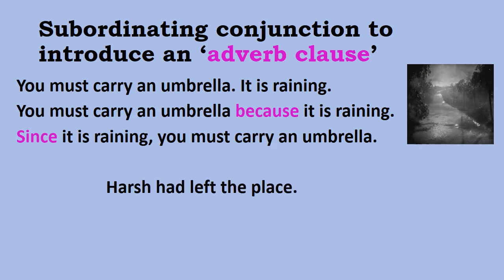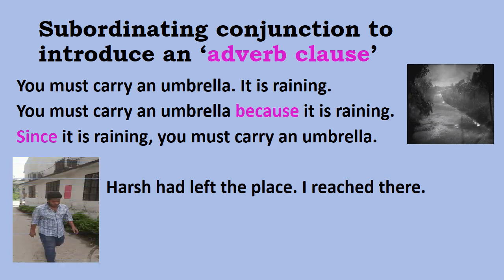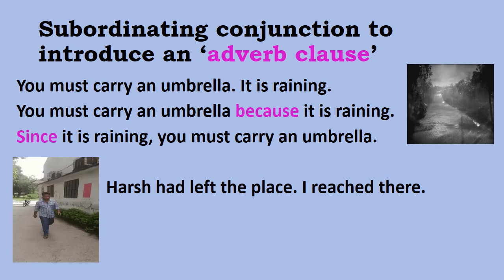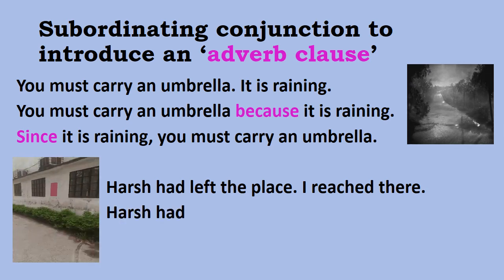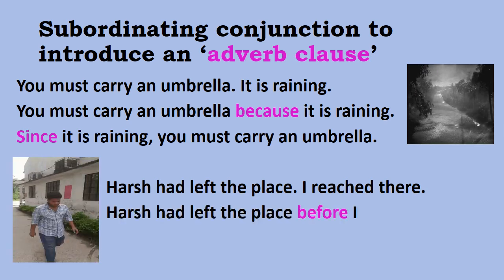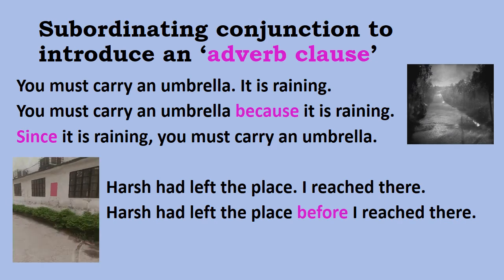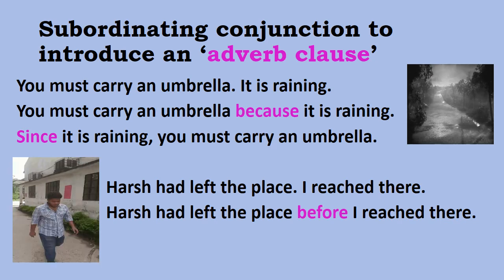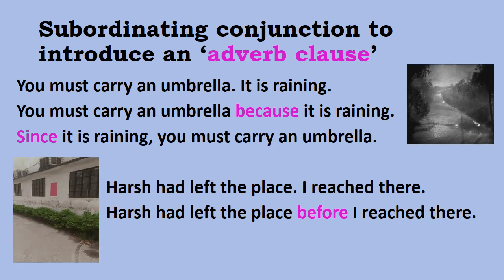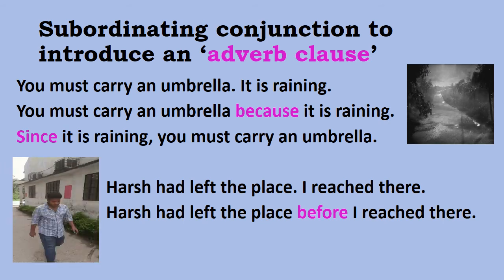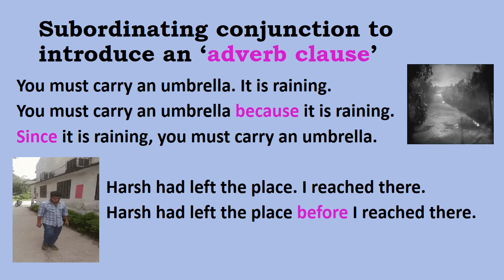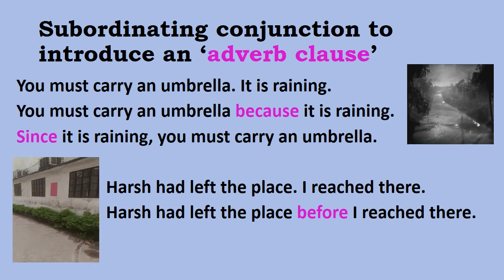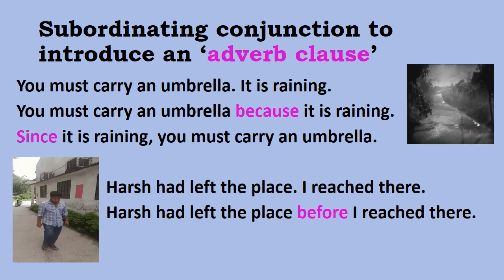Harsh had left the place, I reached there. Okay, these are the two sentences which we have to combine. Harsh had left the place before I reached there. That means the action was already over. Same sentence can be written even with after, but the structure is going to remain the same where the conjunction is placed in between two clauses.